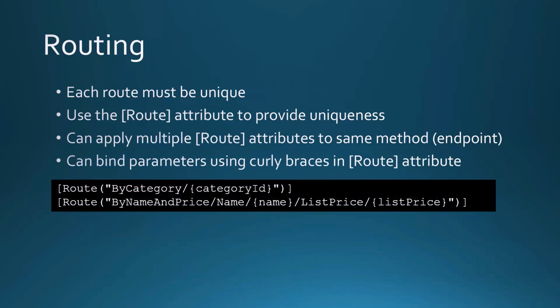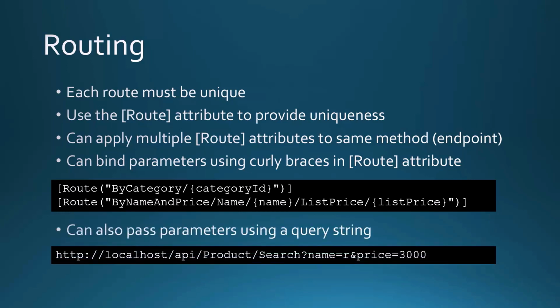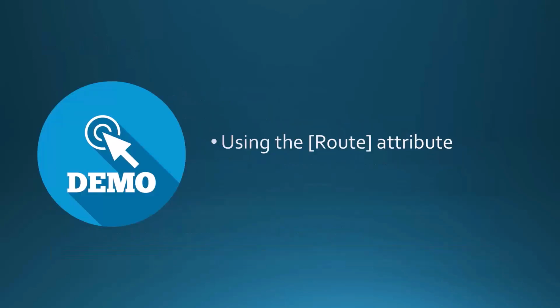So we saw this before, but you see the curly braces there? So that way you pass the parameters right on the URL following these slashes. We can also pass parameters using a query string, and we can bind those up to parameters that we pass into the endpoint as well. So lots of different ways that we can use routing here. Well, let's take a look at using the route attribute.